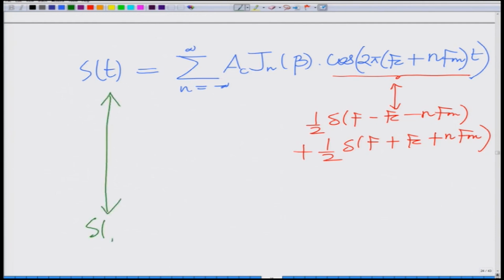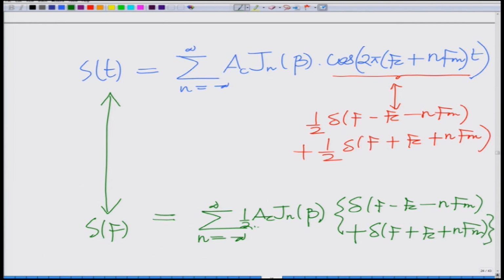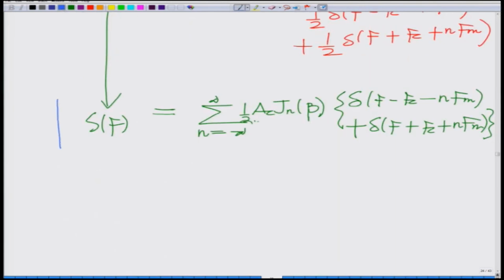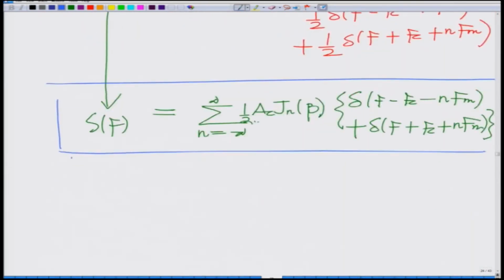Now I simply have to substitute the Fourier transform of the cosine, that is, the summation of A_c J_n(β) times half delta(f minus f_c minus n f_m) plus half delta(f plus f_c plus n f_m). So, finally we are able to derive the Fourier transform of the passband FM signal.